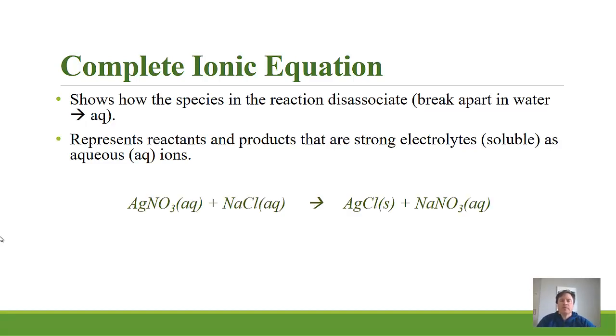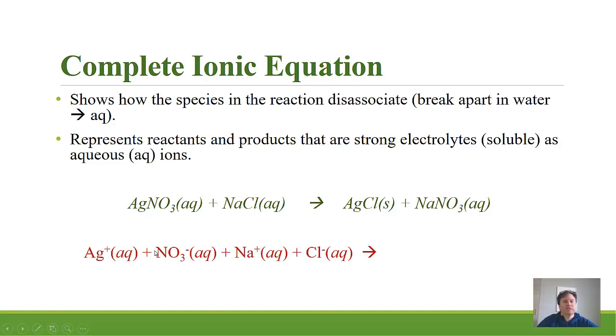And so if we take the one we just did, if we write this out in complete ionic form, any species that is aqueous, we're going to break apart and show in the ion form. So silver nitrate is going to break down to Ag+ and NO3- aqueous, and then we have Na+ and Cl- aqueous. Yes, you need the charges. And then on the other side, anything that's a solid is going to stay a solid. So silver chloride stays a solid, but then sodium and nitrate break apart.